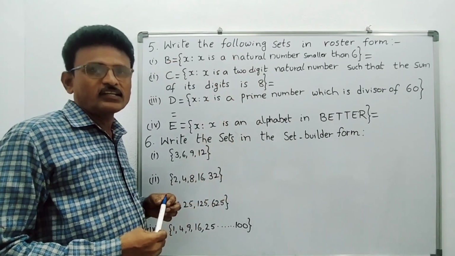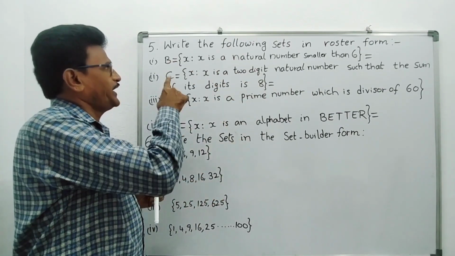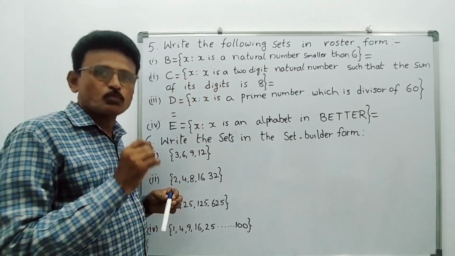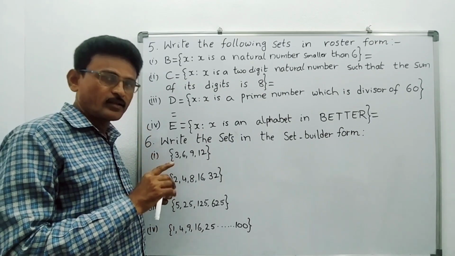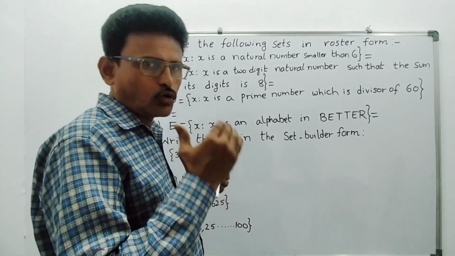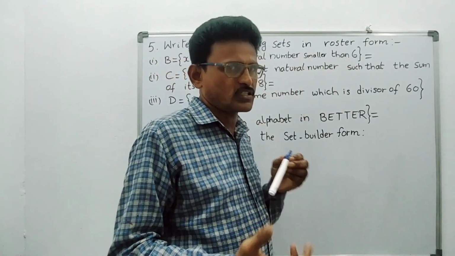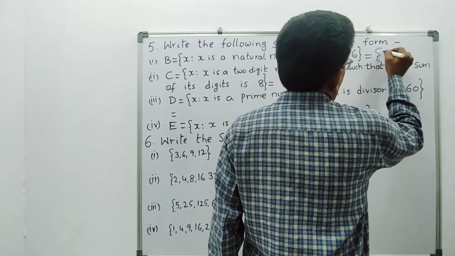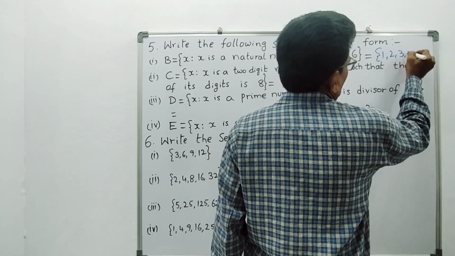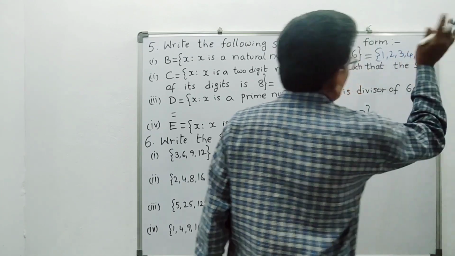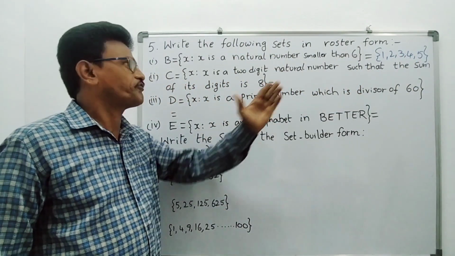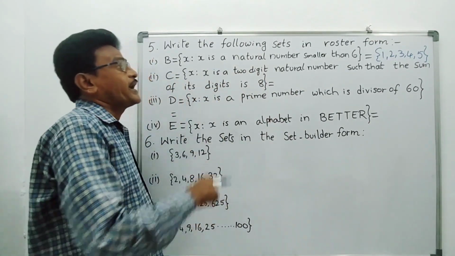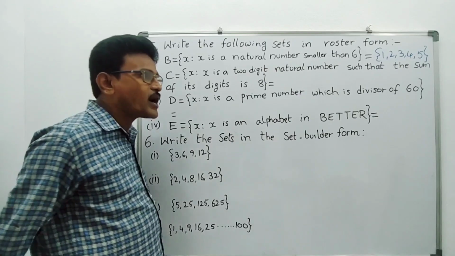Write the following sets in roster form. B equal to x such that x is a natural number smaller than 6. Natural numbers are 1, 2, 3, 4, 5, 6 and so on, but less than 6 we are writing. Here only I am writing 1, 2, 3, 4, 5. Okay? Less than 6 we are writing. 1, 2, 3, 4, 5. That is the answer.